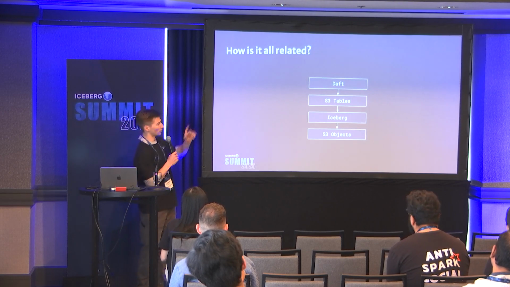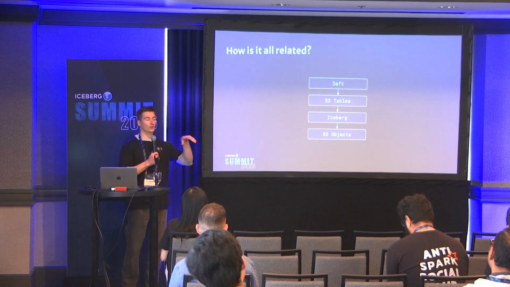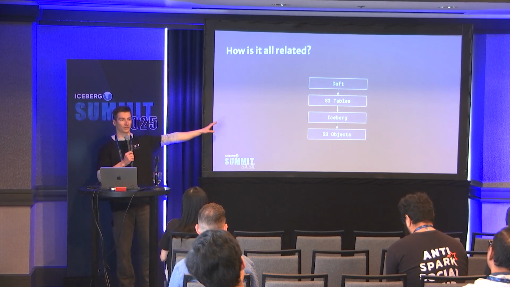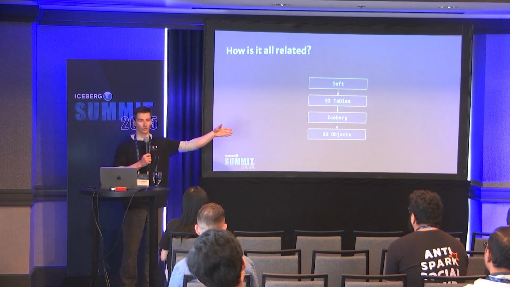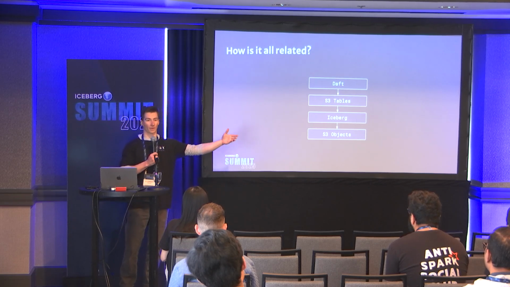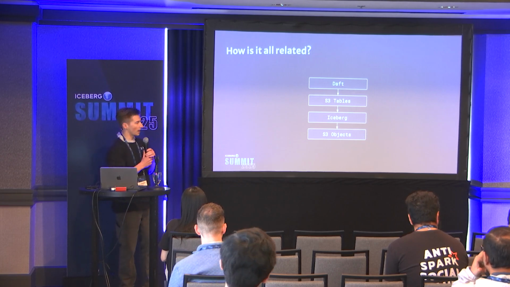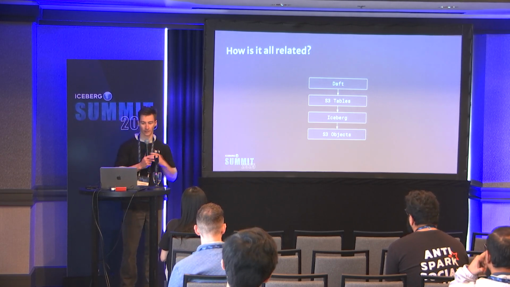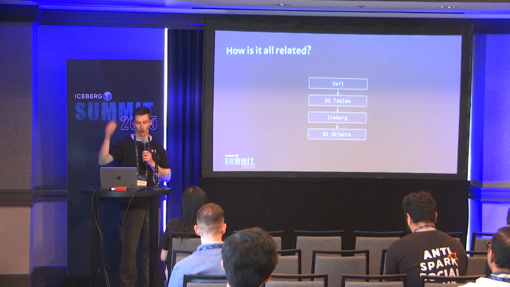So how is it all related? Well, Daft, when you say, select star from T, it goes to the S3 table service to say, well, what is T? I give you a name, please map that to a metadata file. Please map that to my actual physical bytes. And then Iceberg tells us how to find all of it. And then at the end of the day, it maps us to a bunch of S3 keys, and we start calling getObject.